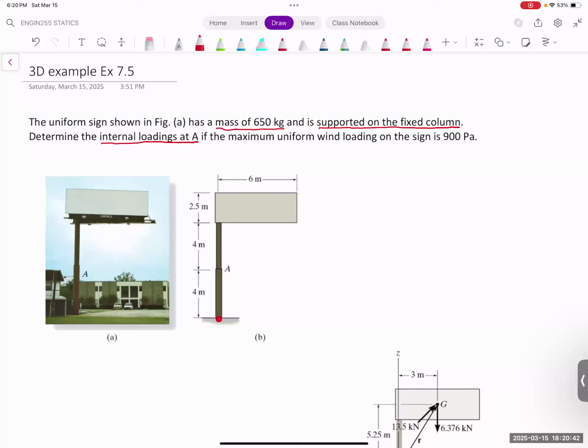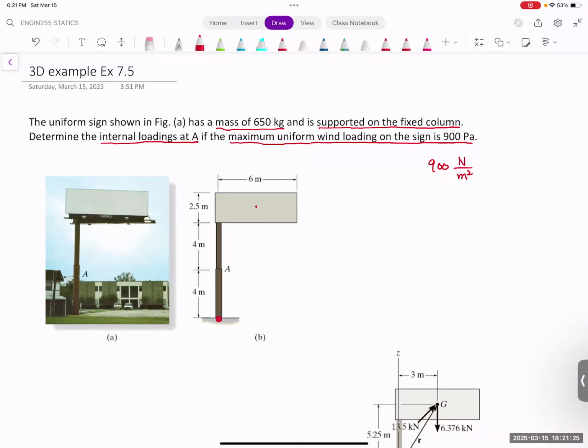You also get the information that the maximum uniform wind loading on the sign is 900 Pascal. So what is Pascal? Pascal is a pressure. Pascal means 900 Newton per square meter. Like every square meter, you have 900 newtons of wind that will hit this side. And what is the direction? It's going to be the direction going into this board or this screen. So that is the direction that you're going to apply the load.